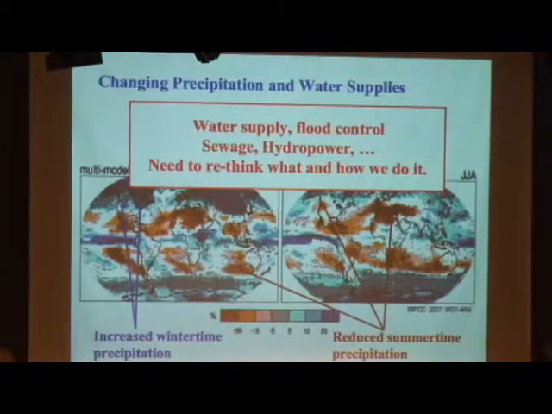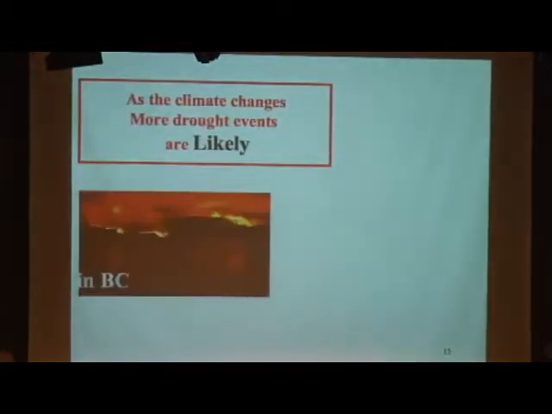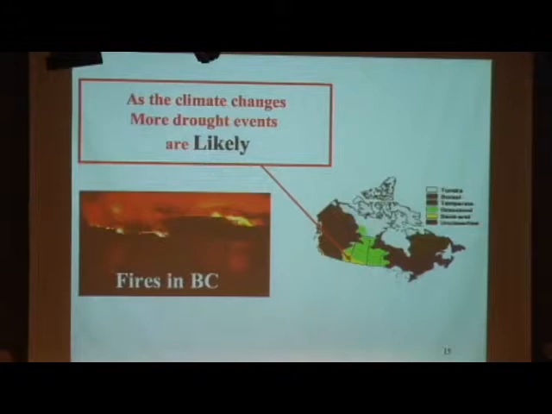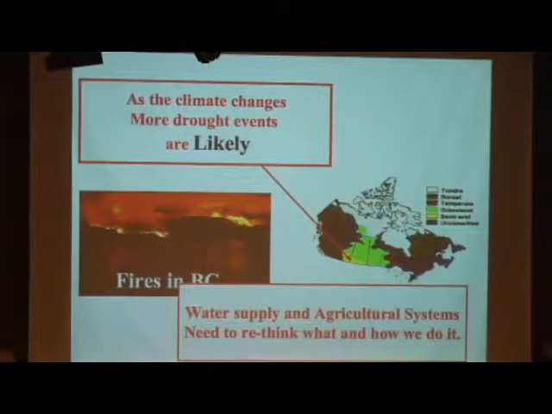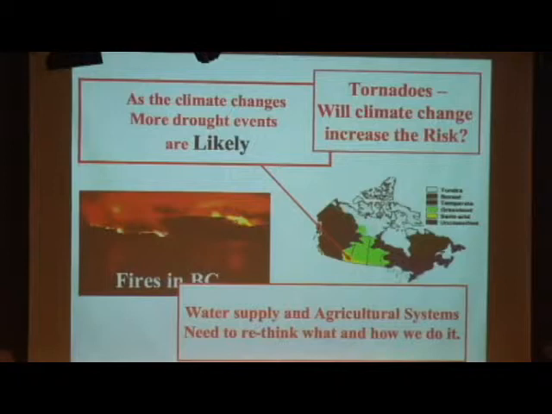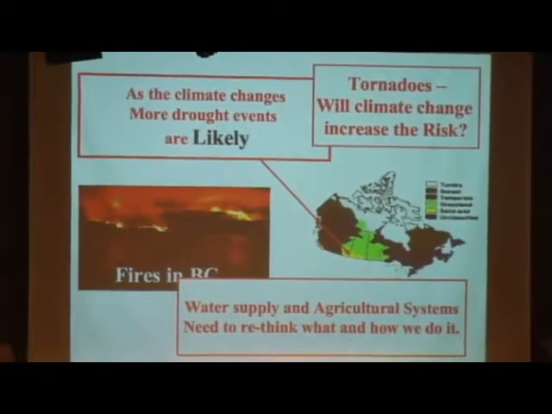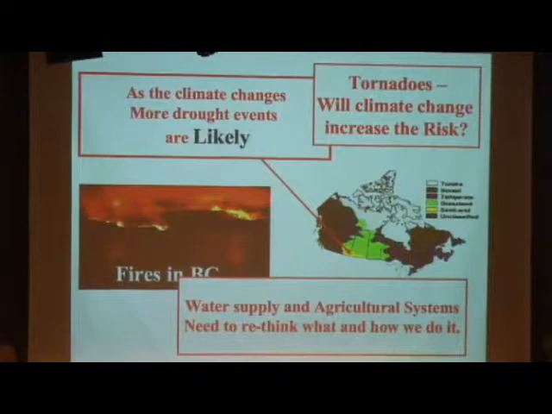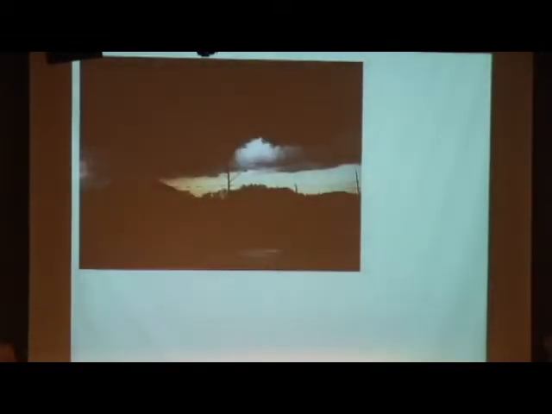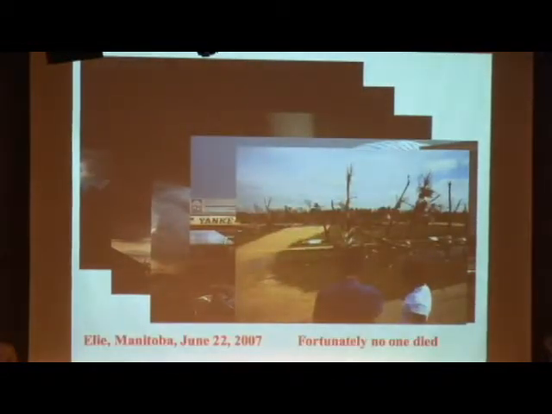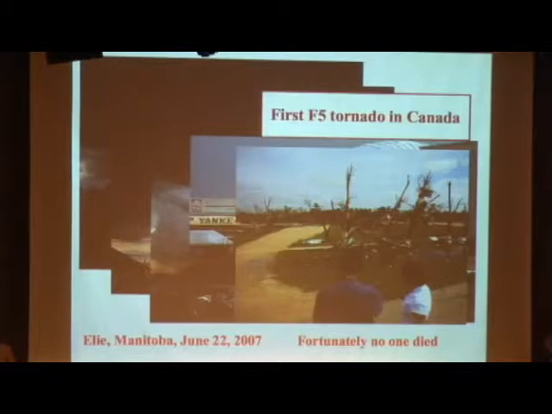As I've also said, we will also need to deal with drought conditions, summer drying, the possibility of more fires in the interior, droughts on the prairies, and again, agricultural systems and water supply systems. One of the things we worry about is tornadoes. You don't have many tornadoes in BC, but we have lots of them on the prairies and actually in southwestern Ontario where I live. And this is an example of a tornado hitting Elie, Manitoba, in which fortunately no one was killed, but that was the first F5 tornado to ever be known to happen in Canada.